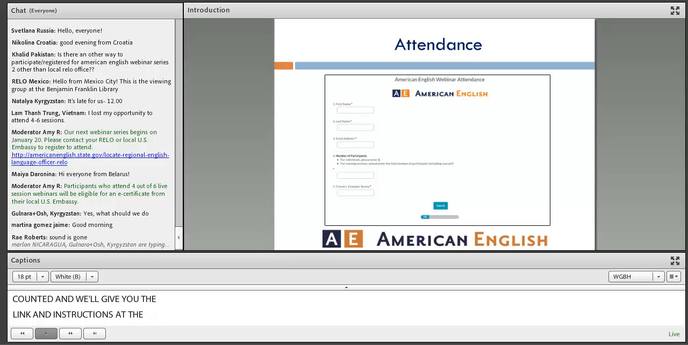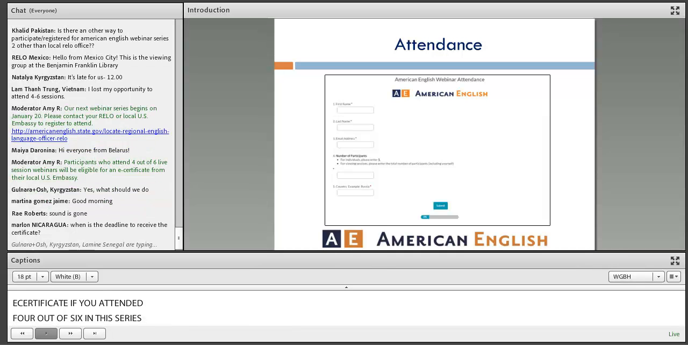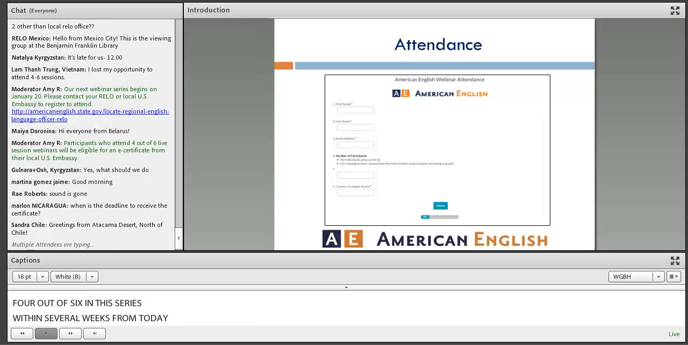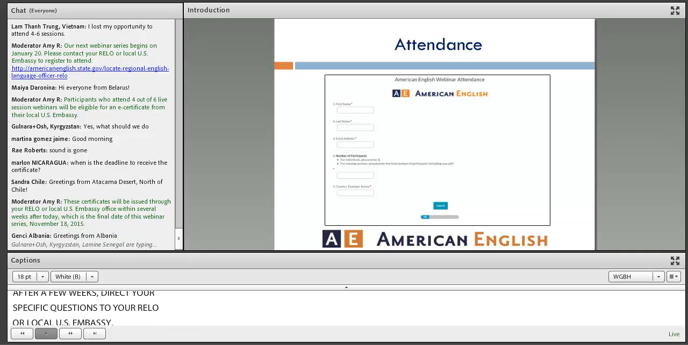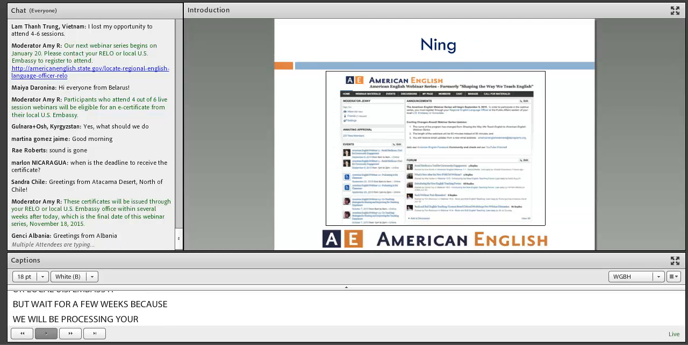You should receive an e-certificate if you attended 4 out of 6 in this series within several weeks from today from your local U.S. Embassy or RELO. If you have not received it after a few weeks, please direct your e-certificate questions to your RELO or local U.S. Embassy. But go ahead and wait for a couple of weeks, because we'll be processing all attendance and confirming all of your records within those next few weeks, so it may take a little bit of time before you receive the certificate.